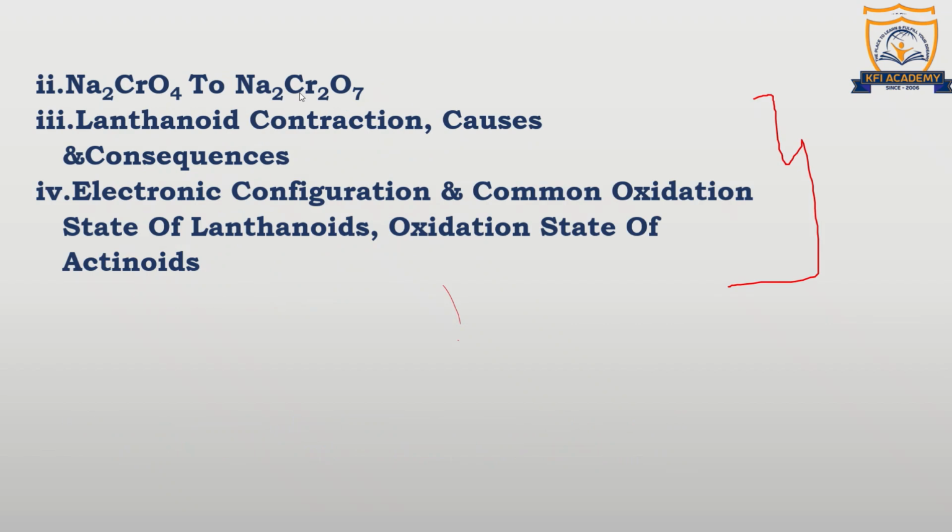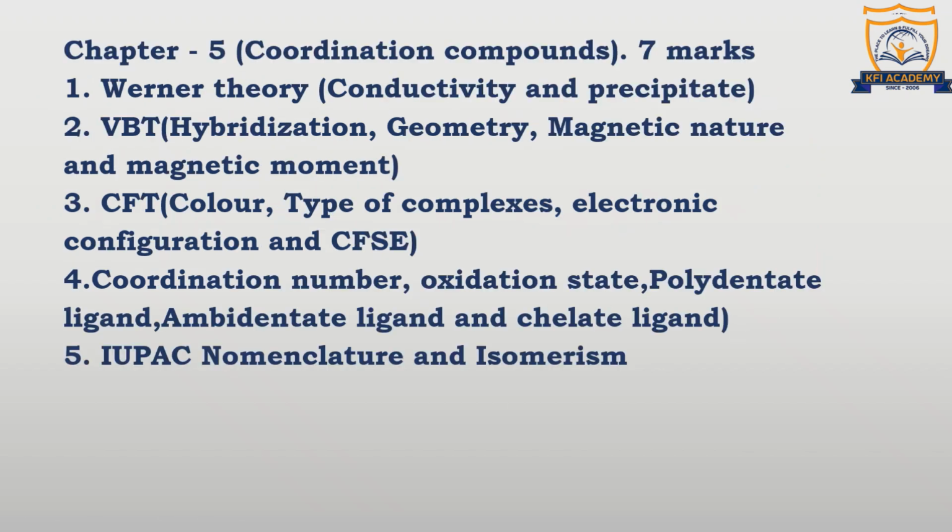And the preparation of potassium dichromate. Direct word problems will come, starting from FeOCr2O3, how we can convert it into K2Cr2O7, and the lanthanide contraction consequences and actinide contraction consequences, very easy. Lanthanide contraction is due to imperfect shielding of 4f electrons. In the case of actinide contraction, imperfect shielding of 5f electrons.